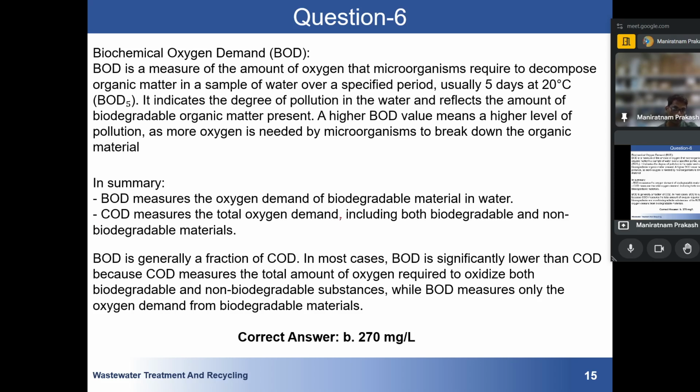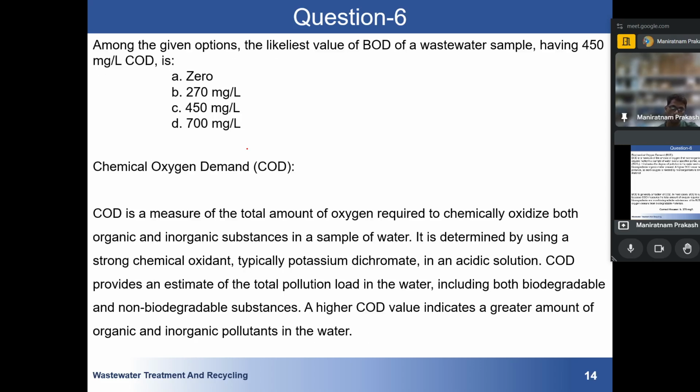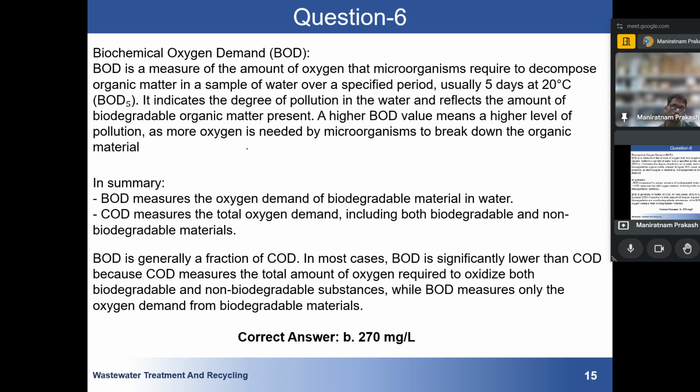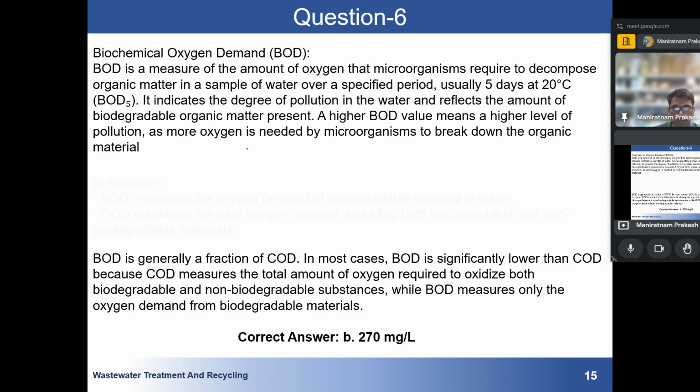In summary, BOD measures the oxygen demand of biodegradable material in the water. COD measures the total oxygen demand, including both biodegradable and non-biodegradable materials. BOD is generally a fraction of COD. So remember, BOD measures only biodegradable matter, and COD measures both biodegradable and non-biodegradable. So obviously BOD will be less than COD. Sometimes it can be equal to COD also, but that is a very rare case.